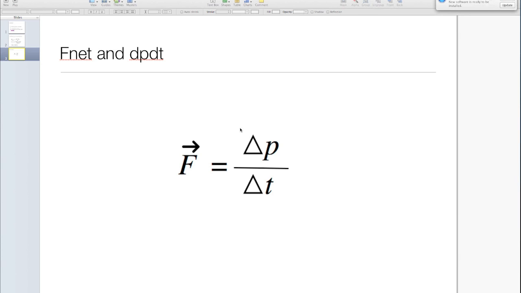The force causes the change in momentum. So put simply, Fnet causes dp dt. It follows then that Fnet parallel causes dp dt parallel, and Fnet perpendicular causes dp dt perpendicular.